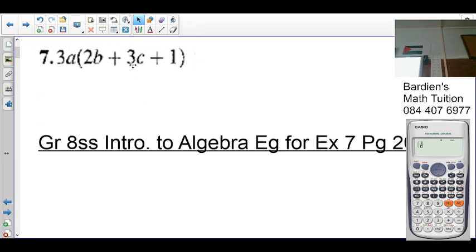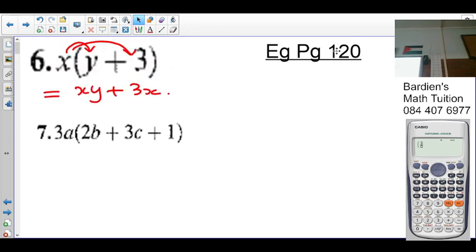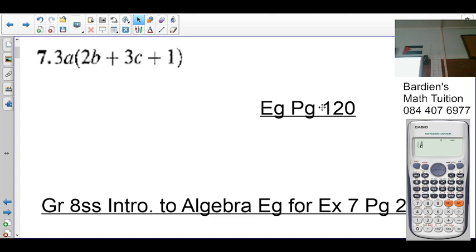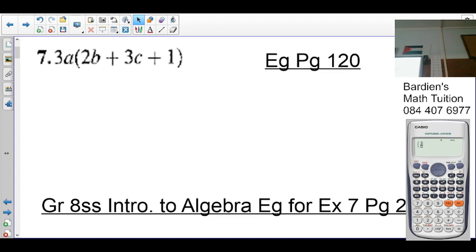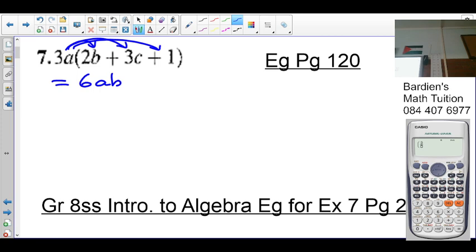Number 7. No like terms inside the bracket. So what's going to be done here? Multiply, get rid of the brackets. What is 3a times 2b? 2 times 3? 6ab. You all agree with that? What is 3a times 3c? 9ac. 3a times 1? You all understand? Is there any confusion, people?